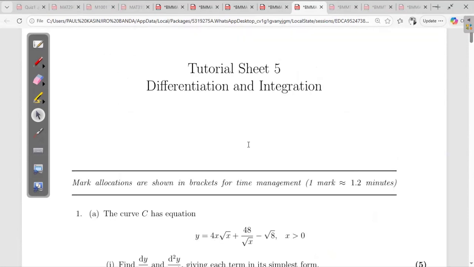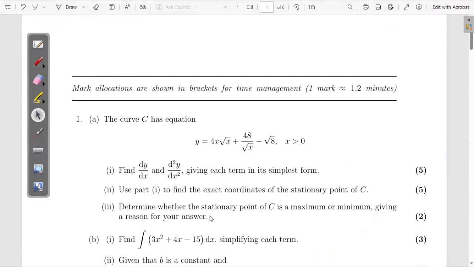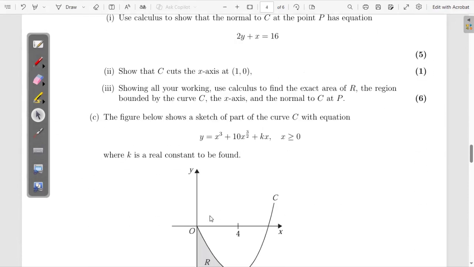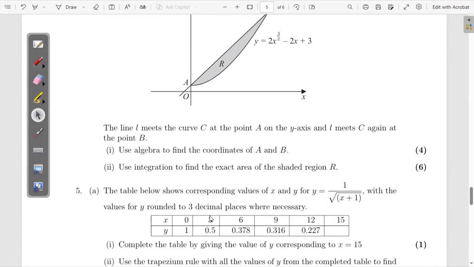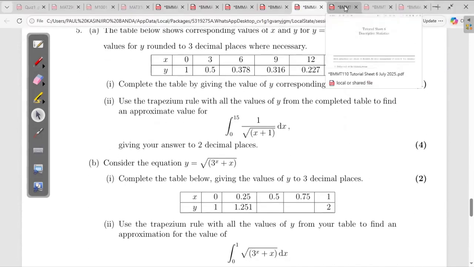Tutorial sheet 5, differentiation and integration. This is a topic that most students find difficulties with or challenges. Okay, we've solved it. I've shown how you can differentiate in a very easy way. So how many questions did this tutorial sheet have on differentiation? It had 5 questions. We've solved all of them and you can access them on the website.